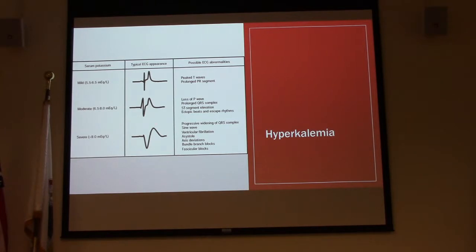You get to see what they call a sine wave, and it looks more like an idioventricular beat. These patients generally will have bundle branch blocks, they'll have extreme right axis deviation, and they'll go into VFib, and you're going to end up coding them.